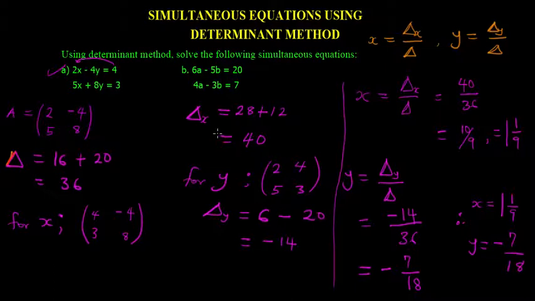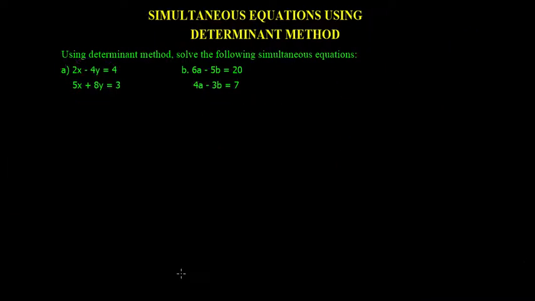Let's take a look at the second one. The second question says 6a minus 5b is equal to 20, and 4a minus 3b is equal to 7. So let's solve that now. Remember the first step, we have to turn the coefficients of the variables into a matrix. That gives us 6, minus 5, 4, minus 3.